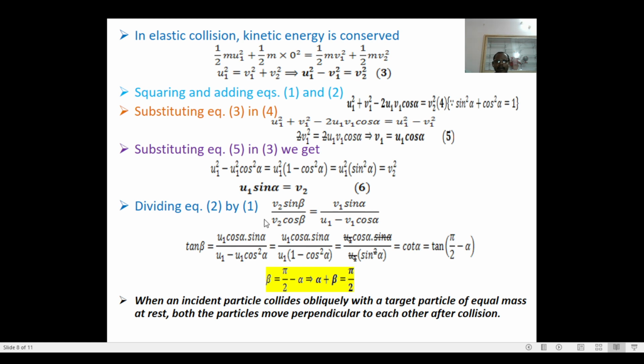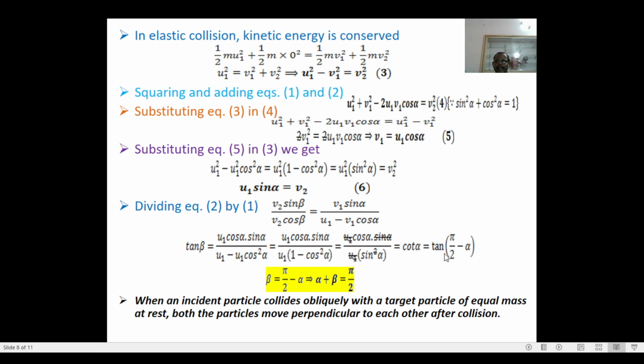Dividing equation 2 by 1, I will get v2 sin beta by v2 cos beta is equal to v1 sin alpha by u1 minus v1 cos alpha. Here, divide left hand sides of the equations separately and right hand sides separately. Now tan beta is equal to u1 cos alpha sin alpha divided by u1 minus u1 cos square alpha, which is equal to u1 cos alpha into sin alpha divided by u1 into 1 minus cos square alpha. 1 minus cos square alpha is sin square alpha. Substitute here. u1 cancels, and sin alpha cancels with one power of sin alpha. We get cos alpha by sin alpha, which is cot alpha.